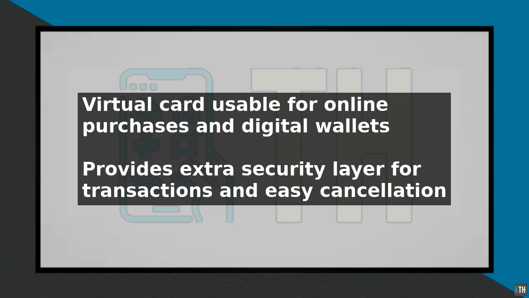Just like your physical credit card, make sure to monitor your account activity regularly and report any suspicious transactions to Capital One immediately. In summary, getting a Capital One virtual card is a straightforward process that can be completed online or through the mobile app. The virtual card provides a convenient and secure way to make online purchases, and it is an excellent option for those who want to add an extra layer of security to their transactions.